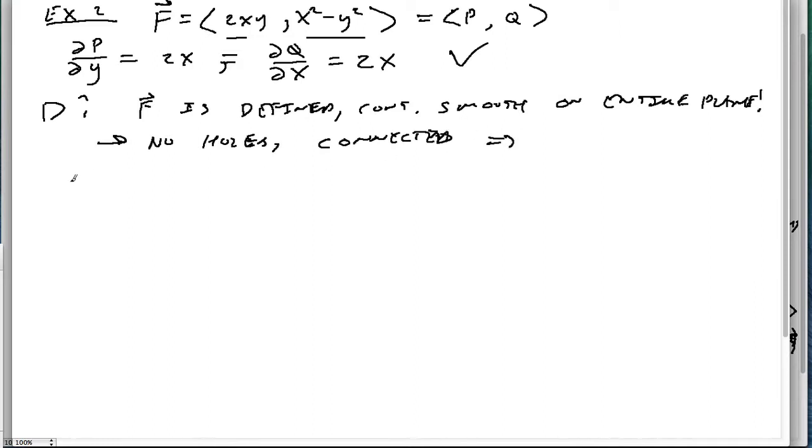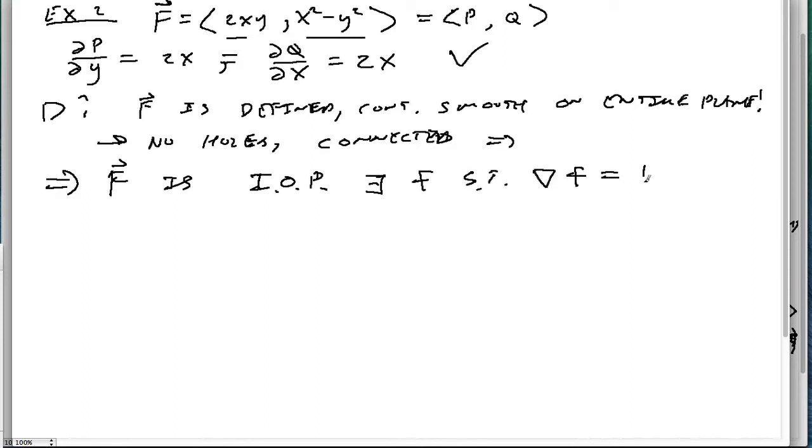So the theorem should say then that F is independent of path. That's what we deduced from the theorem, and also that there exists some potential function such that the gradient of it is equal to capital F. So let's try finding that real quick. It's pretty straightforward to do.